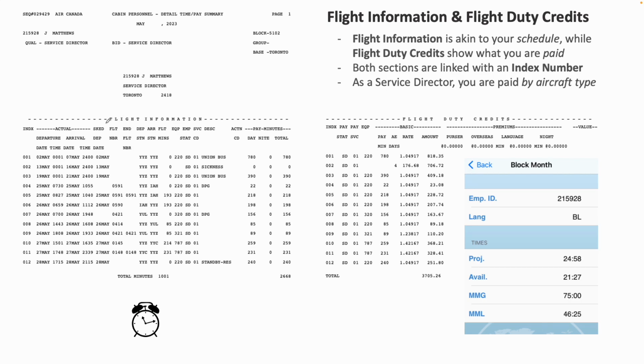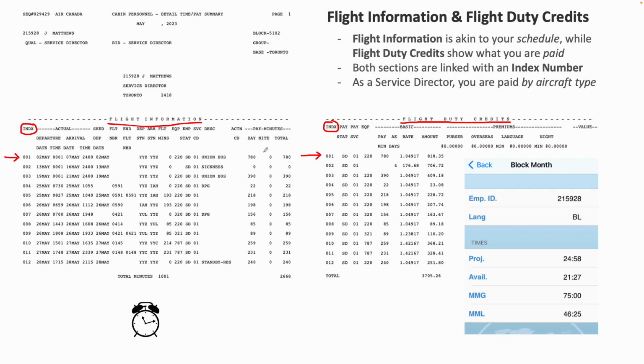So we talked before about flight information as that first section on our flight summary, and this is more or less akin to our schedule, so what we've done during the month. The next section that we see in our flight summary is called flight duty credits, and this is how we are paid for all of that time that we have accrued over the month. As we mentioned before, index, INDX, that links both sections. So the index 1 that we see in flight duty credits corresponds to the index that we see in flight information.